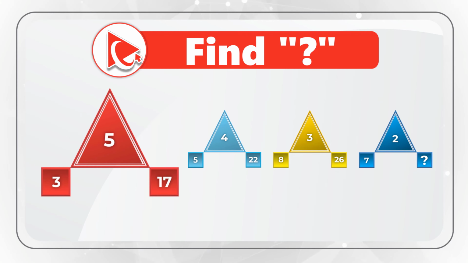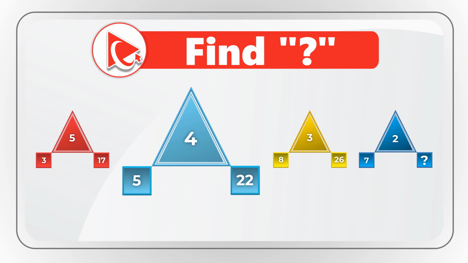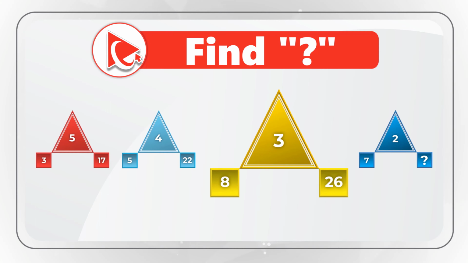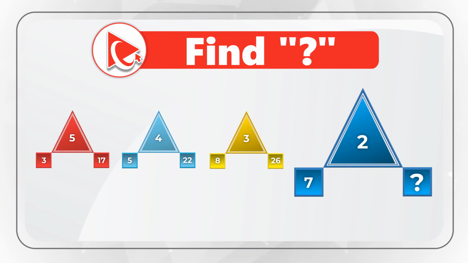The first object has number 5 inside the triangle, number 3 in the left square, and number 17 in the right square. The second object has number 4 inside the triangle, and numbers 5 and 22 inside the squares. The third object has number 3 inside the triangle, and numbers 8 and 26 inside the squares. The fourth object has number 2 inside of the triangle, number 7 in the left square, and then comes the missing number inside the right square.